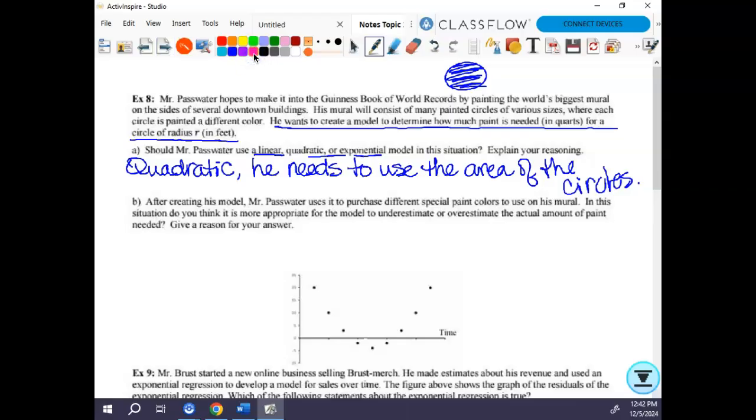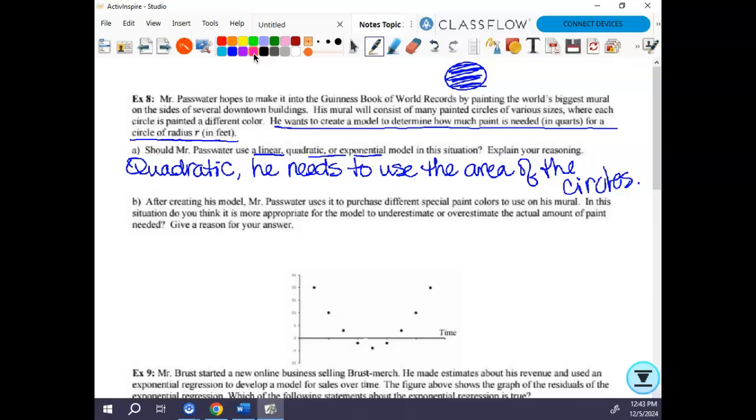All right, so then after creating the model, Mr. Passwater uses it to purchase different special paint colors to use on his mural. In this situation, do you think it is more appropriate for the model to underestimate or overestimate the actual amount of paint, and why? What do we think? Under? Over. Okay. So my under people, why under? Any idea? Okay, overestimate people, you want to give me an idea?